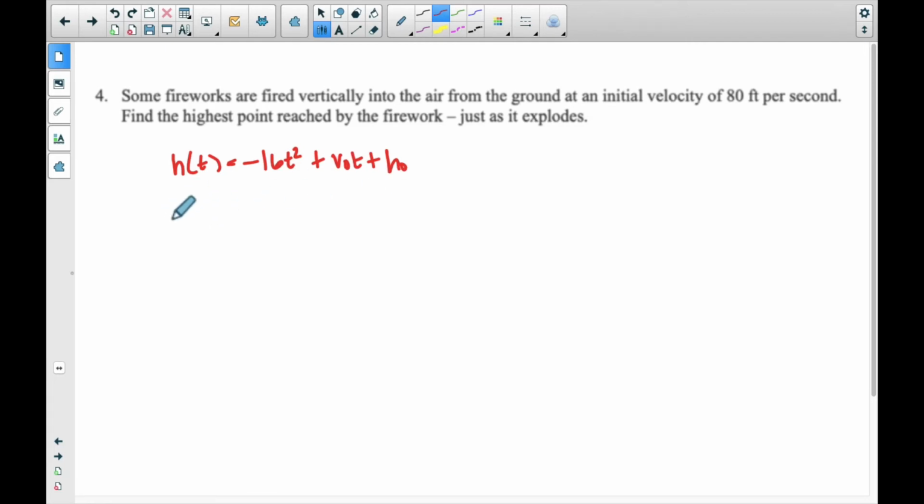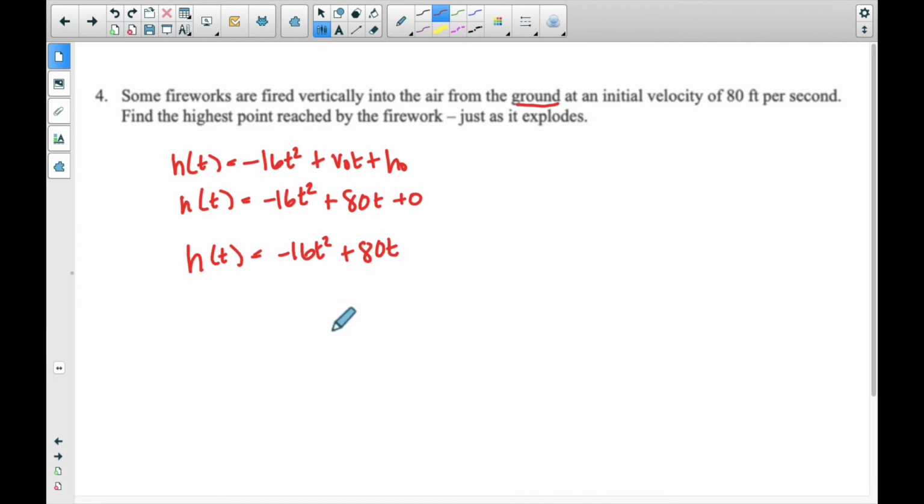Okay, we're going to start with our regular equation that we always start with. The first part of the equation doesn't change. Now we do have a velocity of 80, so I'm going to plug that in for my v sub o. The initial height, it says it's from the ground. If it's from the ground, then my initial height is 0. So I just have the equation negative 16t squared plus 80t.